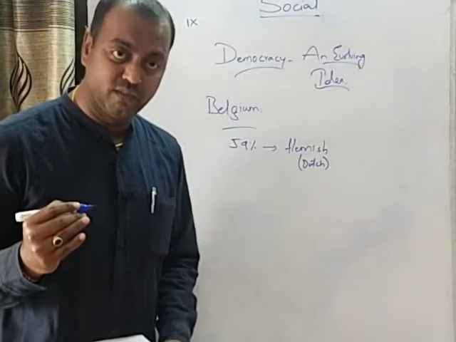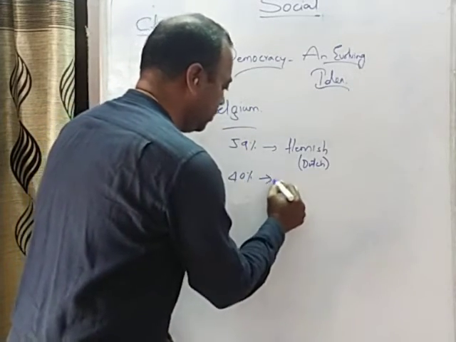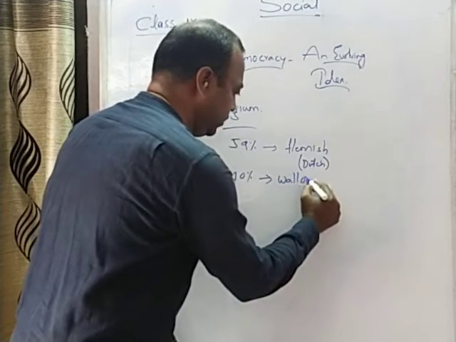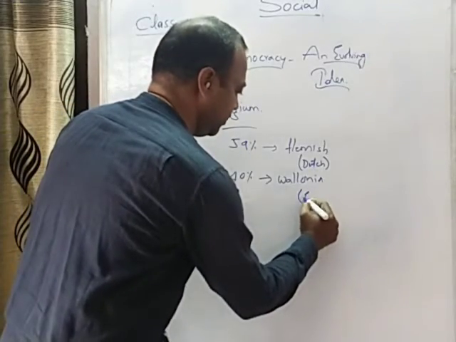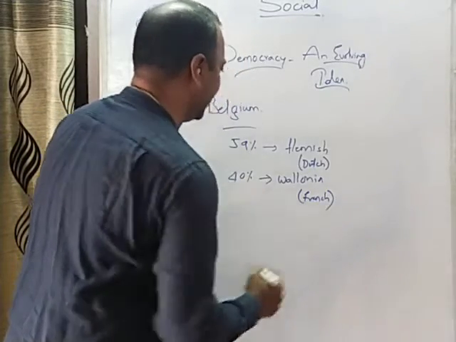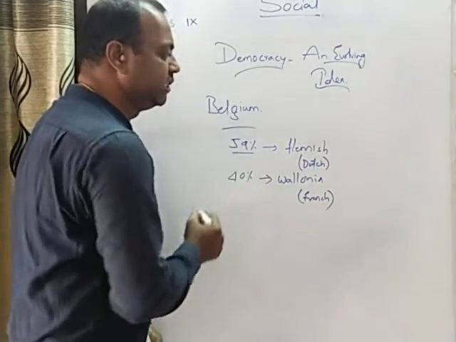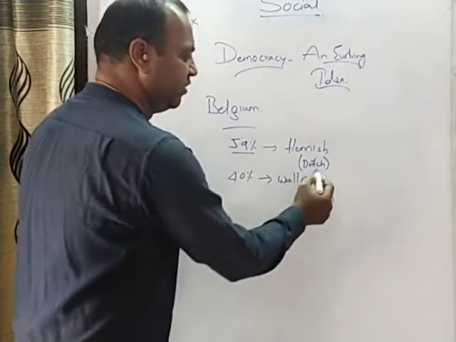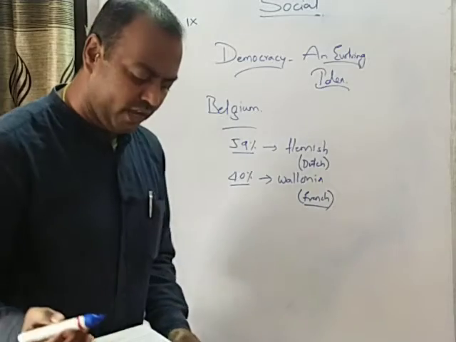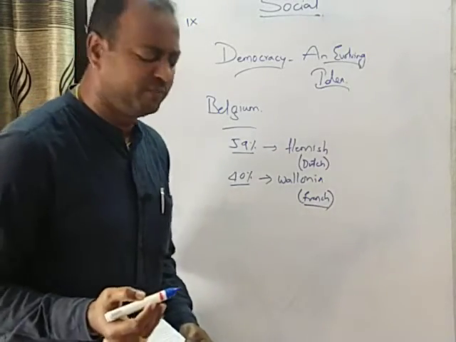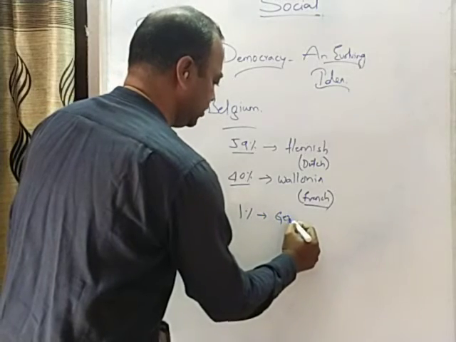Another 40% of the people live in the Wallonia region, and they speak French. Which language? French. We are discussing the issue of Belgium, where 59% of the people live in the Flemish region and speak Dutch, and 40% live in Wallonia and speak French. And the remaining 1% of Belgians speak the German language.